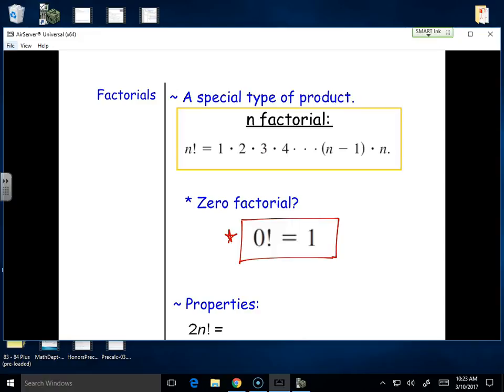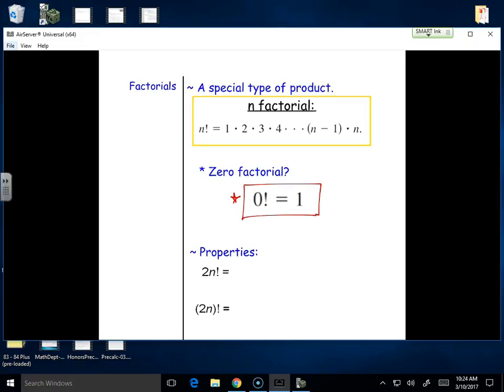Really? Kind of like anything to the 0 power is 1. That's one way I remember it. Anything to the 0 power is 1, 0 factorial is 1. Similar in the sense of how to memorize. And if I gave you numbers like 7 factorial, 5 factorial, or 3 factorial, you would just say 7 times 6 times ... all the way down to 1, right? 5 factorial, 5 times 4 times all the way down to 1, right?